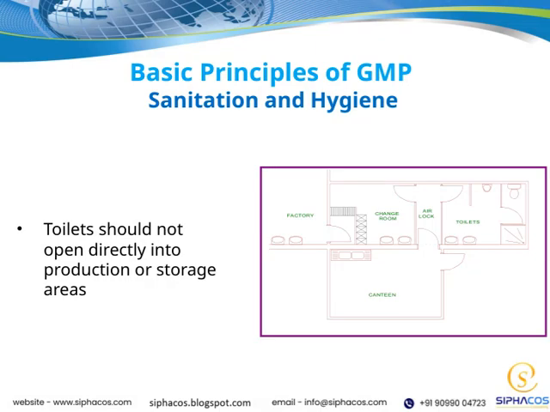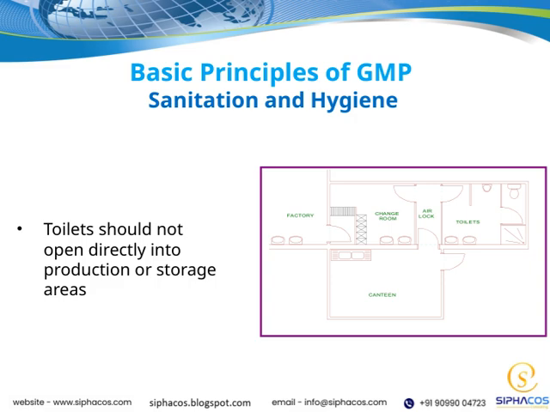Now, let's talk about a key aspect of good manufacturing practices, making sure that toilets do not open directly into production or storage areas. This is really important because it helps prevent contamination and maintain a clean, safe environment for our products. If toilets were connected directly to these areas, it could allow germs or bacteria to travel easily, which we definitely want to avoid.